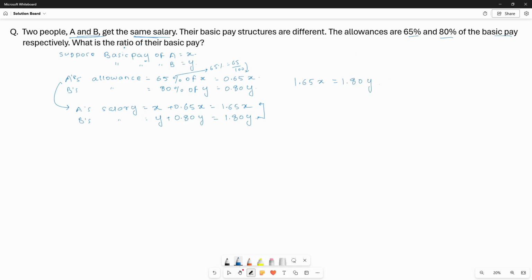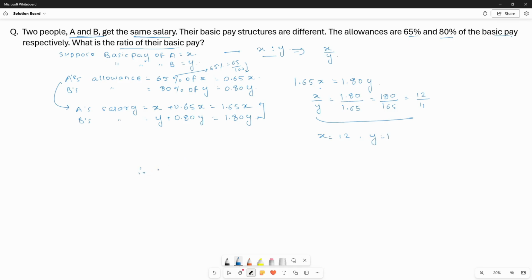Now we have to calculate the ratio of their basic pay. Their basic pay is X and Y. So we have to calculate the ratio X to Y. We can write this also as X over Y. So from here X over Y is equal to 1.80 over 1.65 or 180 over 165. We cancel it with 15. It's 12 over 11. So from here we get X equals 12 and Y is equal to 11.